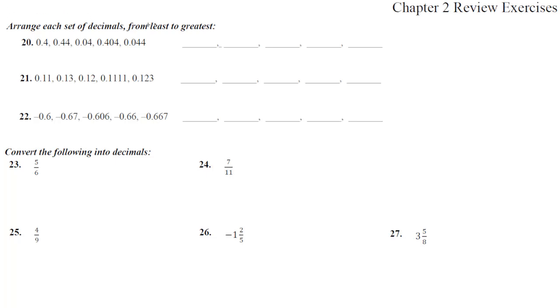Here we are in Chapter 2 review exercises, numbers 20 through 27. Arrange each set of decimals from least to greatest. So we're going to start at the smallest one on this one.